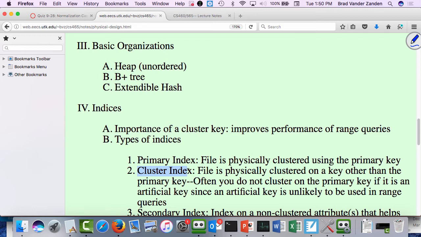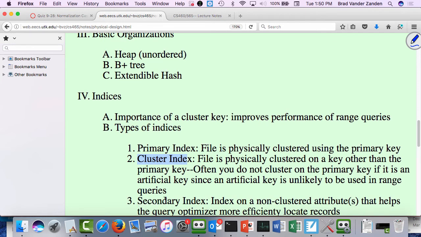Yep, or primary. It's one or the other. Yeah, one or the other. Either or. Whereas you can have as many secondary indices as you want. You can even put a secondary index on 2 attributes, but that would be kind of uncommon, meaning a pair of attributes. Other questions? Okay.